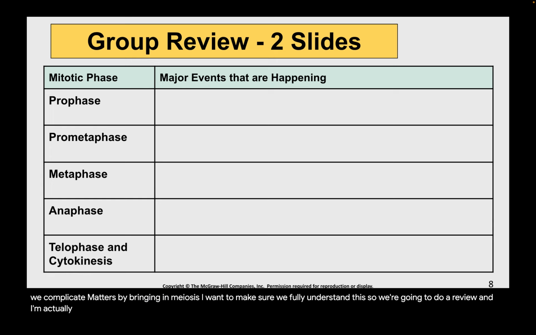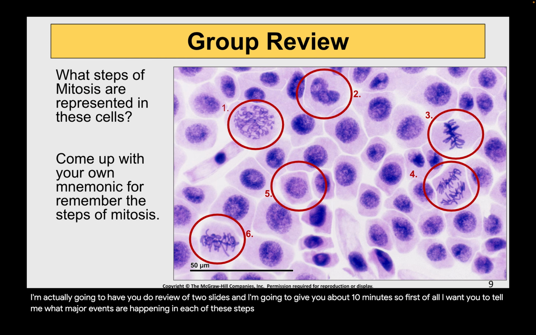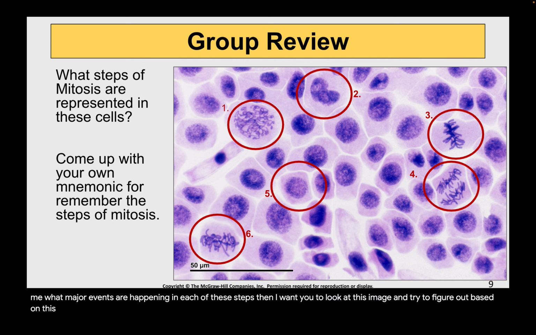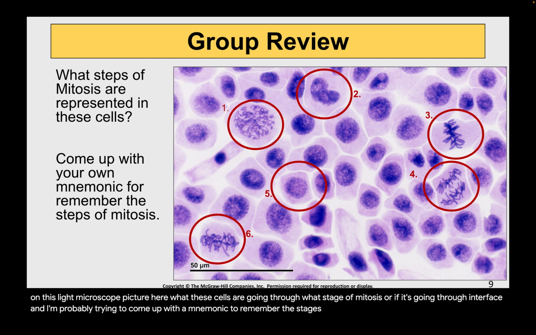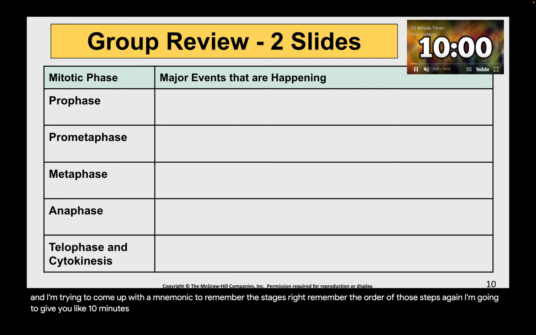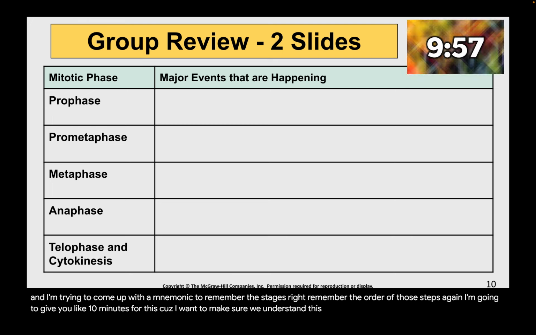I'm actually going to have you do a review of 2 slides, and I'm going to give you about 10 minutes. First of all, I want you to tell me what major events are happening in each of these steps. Then I want you to look at this image and try to figure out, based on this light microscope picture here, what these cells are going through, what stage of mitosis, or if it's going through interphase. And then finally, try to come up with a mnemonic to remember the stages, remember the order of those steps. Again, I'm going to give you like 10 minutes for this because I want to make sure we understand this before we move forward.